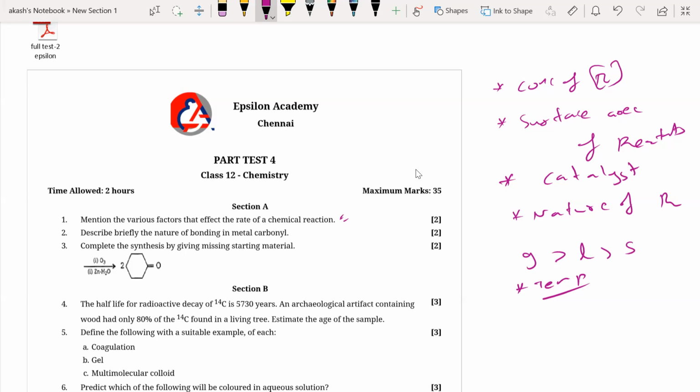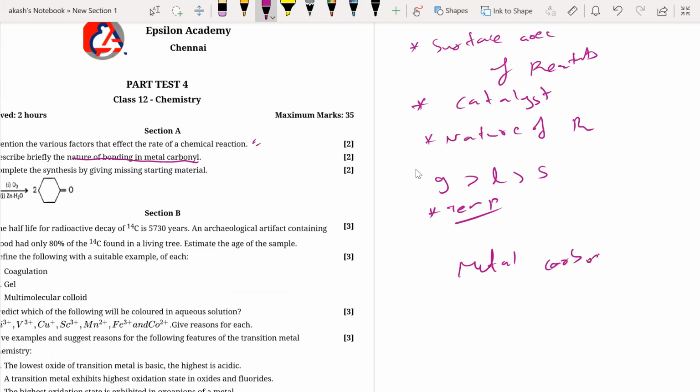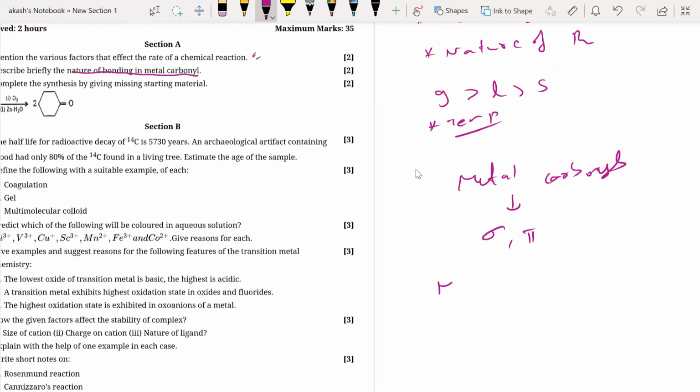Next. Describe briefly the nature of bonding in metal carbonyls. Now, metal carbonyls, right? Metal carbonyls are organic compounds which have both sigma as well as pi bonds. Okay. Now, we will be representing this bond like this M. This is the metal, right? And we have the carbon monoxide, carbonyl, right? And we generally represent it like a double bond, right? Now, one of them is sigma, the other one is pi.